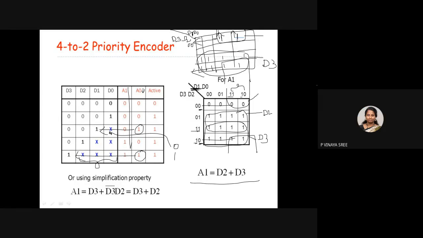So the answer will be D2 complement D1. You will not have a complement if there is 1, but as we have 0, common among these two 0s, you will mention it as D2 complement D1. So this is your expression.